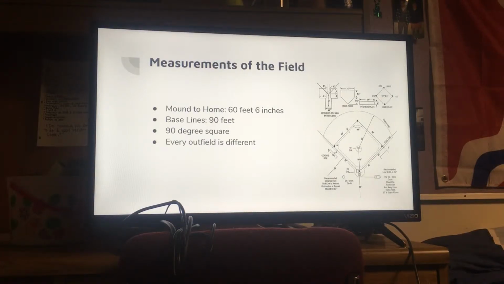So the baselines are exactly 90 feet apart all the way around, and as you can see right near second base, it is about a 90 degree angle from the foul line to the baseline. And as you can see to the right, here's some of the more in-depth measurements, but those are just some of the main ones that I wanted to go over. And every outfield is different. A lot of parks have different designs, so some fields are bigger than others in certain parts of the park.